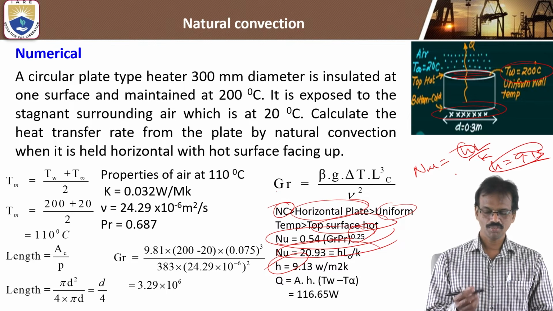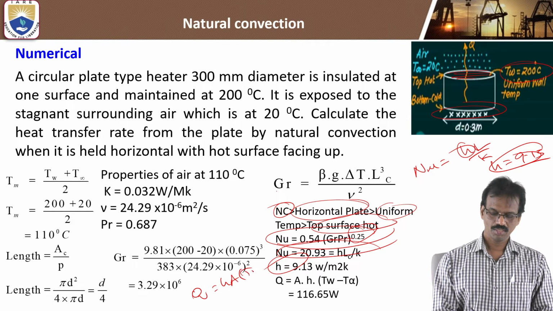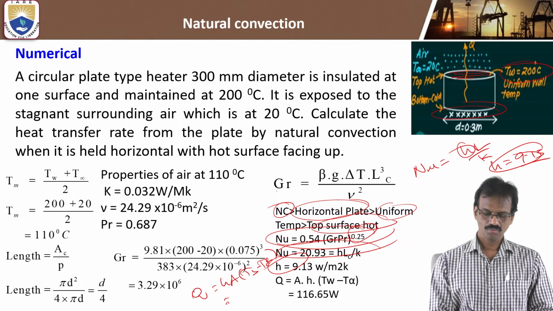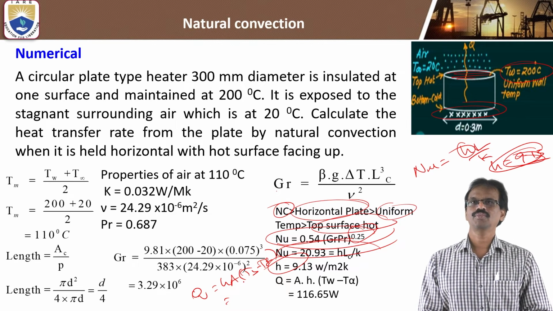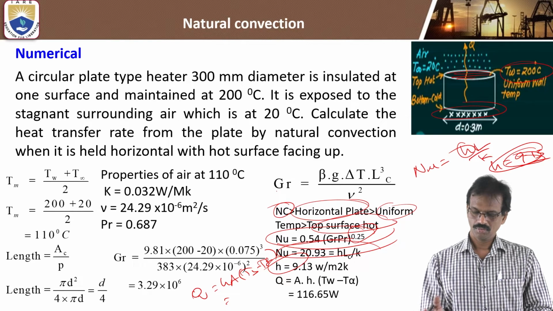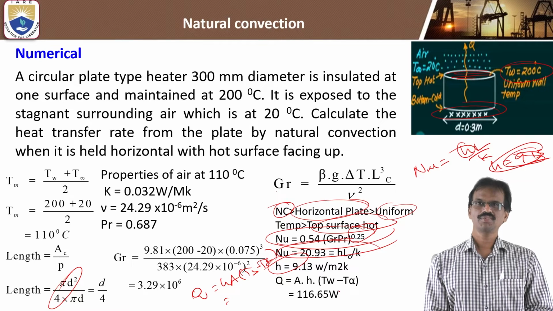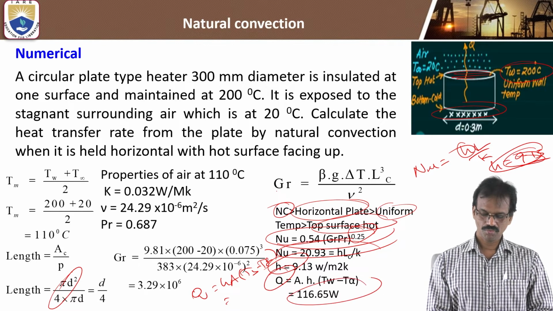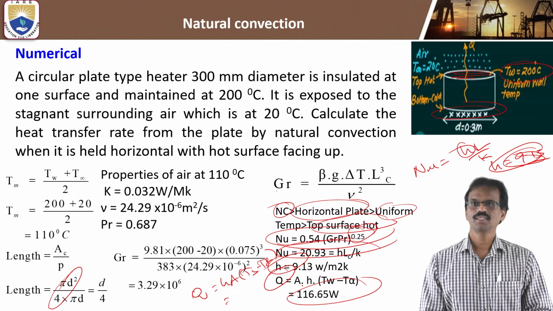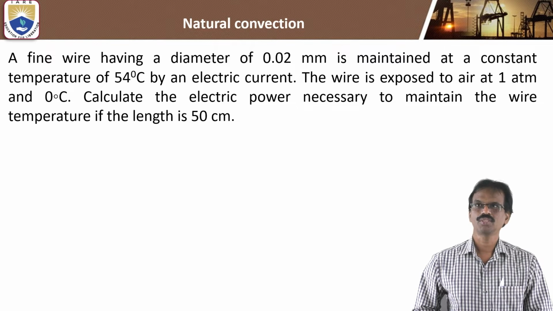If you know the h value, automatically you can find out the rate of heat transfer. Q is equal to hA into Ts minus T infinity. So h you know, and the area of the pipe means the top area, pi by 4 d square. If you substitute these values, you will get the Q value. Q value is equal to 116.65 watt. So this is the value. We'll see one more numerical and we conclude this one.